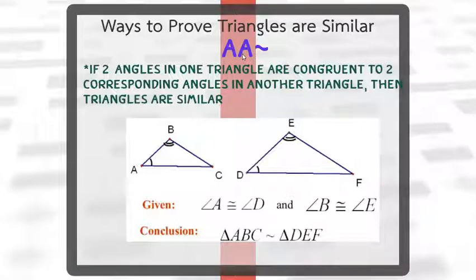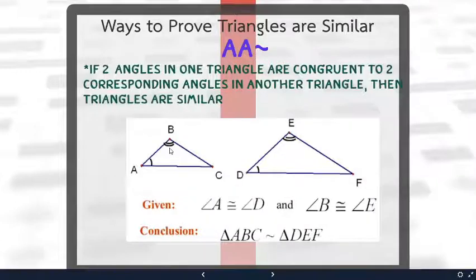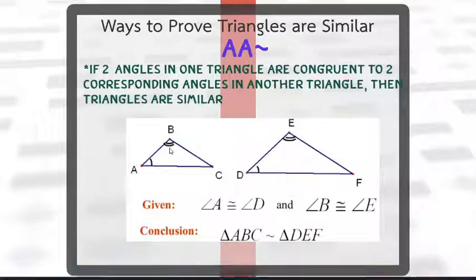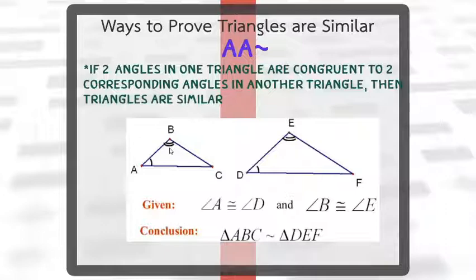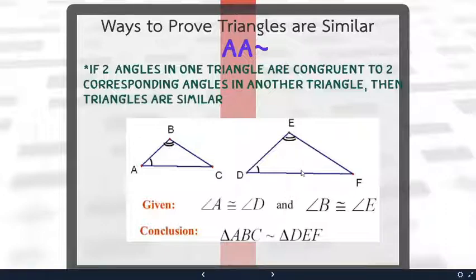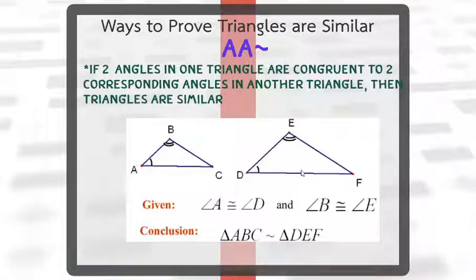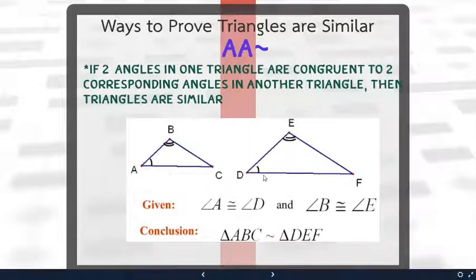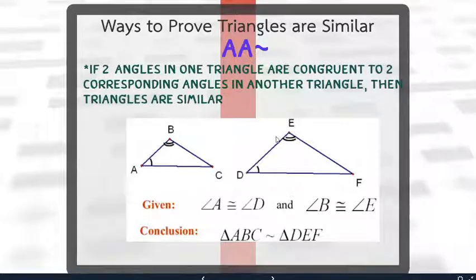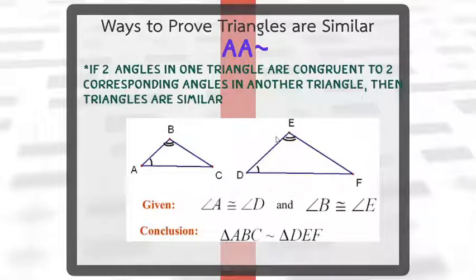Well, we can even create another shortcut, because if we know that two angles are congruent, by the third angle theorem, that must mean that the third angles are also congruent. So showing just two angles are congruent is actually enough information to show that your triangles are similar. Pretty neat, right? So like in this one, I showed that angle A and D are congruent as well as angle B and E. So if you can just show that two angles are congruent, your triangles are similar.